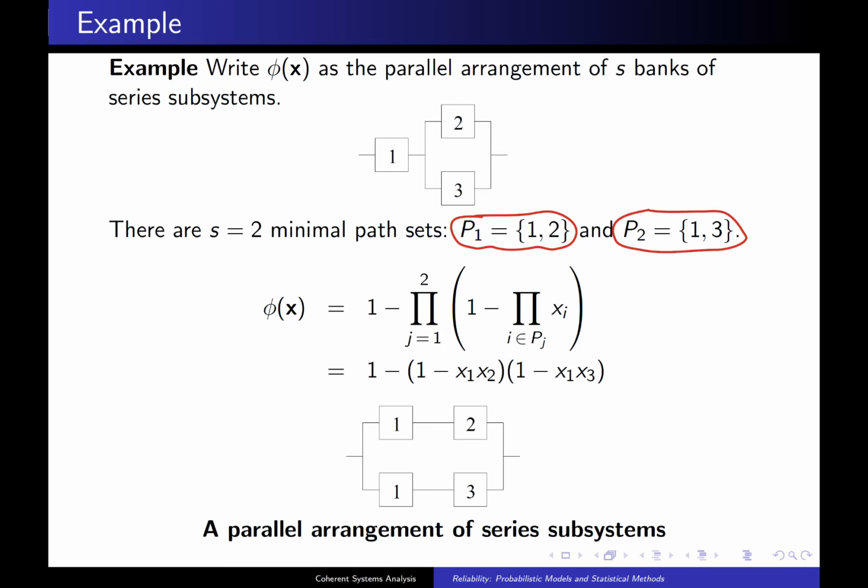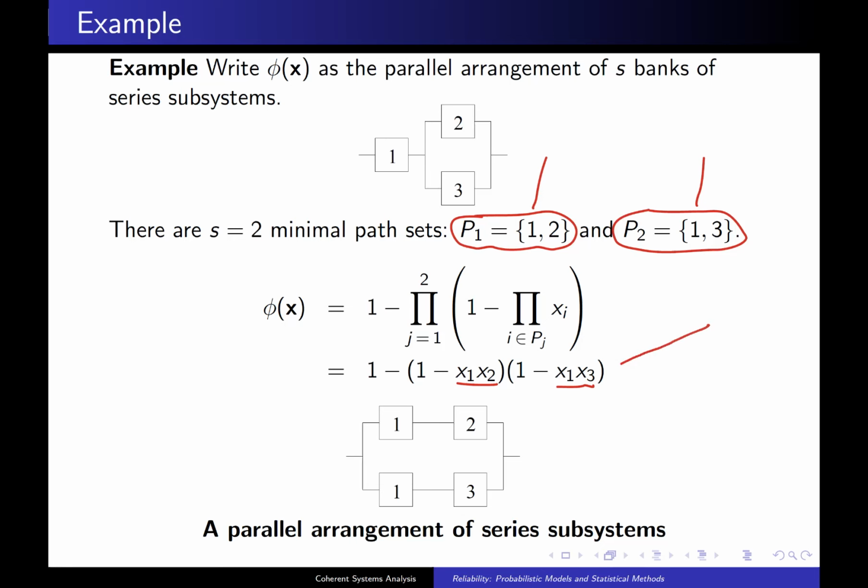So phi of x, using the formula on the previous slide, is 1 minus the product from j equals 1 to 2, because there are 2 minimal path sets, of 1 minus the product for i an element of P j of x sub i. When you plug in our specific P1 and P2 values, you'll notice you have a 1 minus x1 x2, that's this product right here, which corresponds to P1, times 1 minus x1 x3, that's what corresponds to P2.